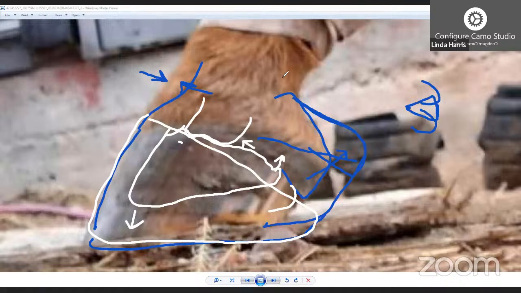So let me undo all this stuff. Let's see. Clear all drawings. Okay.